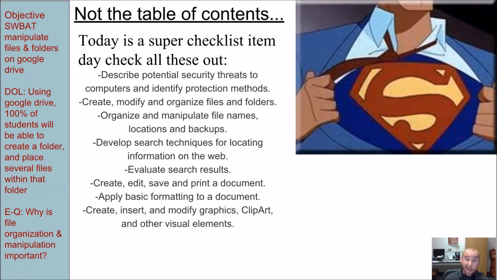So here's our, not the table of contents, just the checklist that we're working from. So we should be able to describe potential security threats to computers and identify protection methods. So with the context of files and folders in mind, in terms of what is vulnerable about them, the next thing we'll do is create, modify, and organize files and folders. Then we'll organize and manipulate file names, locations, and backups.